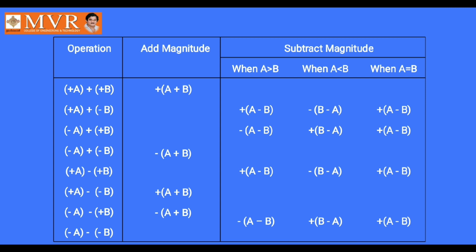And the next one, minus A minus plus B. So here minus into plus B becomes minus. That's why A and B are added and the negative sign will be represented in front.